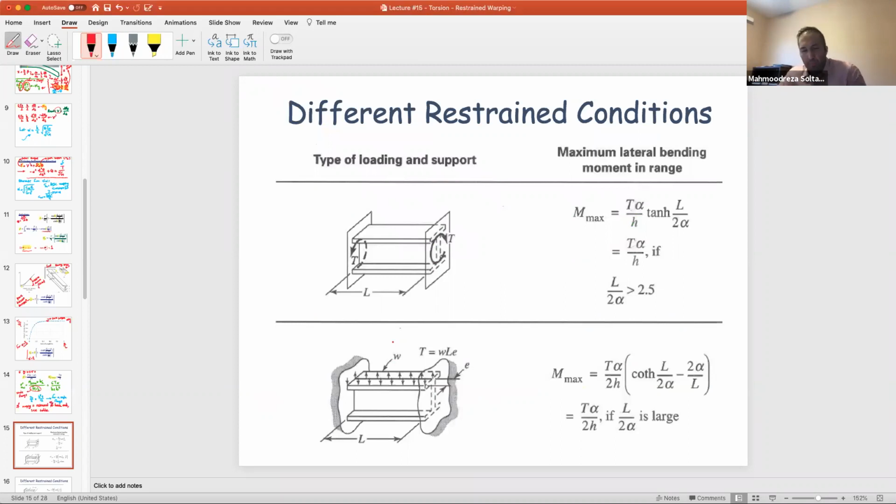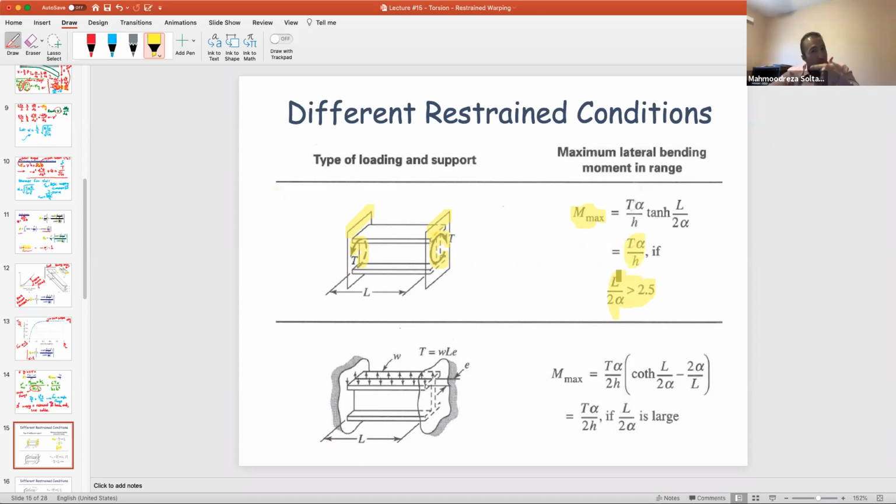Okay. So in this table, you're having both ends fixed. You are having torque applied, like one external torque applied to the ends, right? If you have this case, we give you the maximum moment. And if L over 2 alpha is more than 2.5, which is what we have discussed before, you're going to use this formula for the maximum moment.